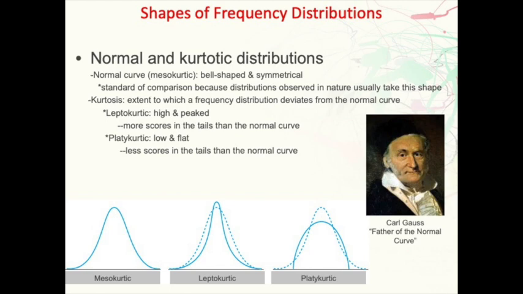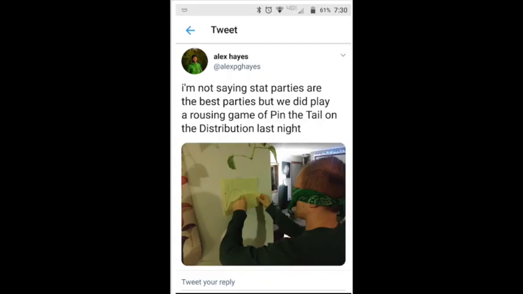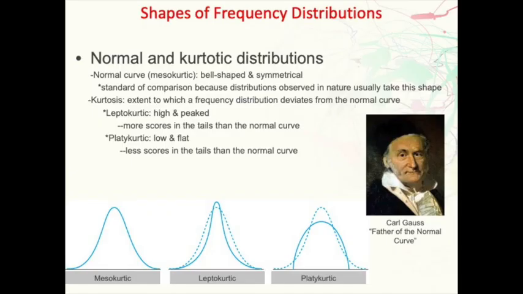But the leptokurtic shape is high and peaked, and there are actually more scores in the tails, the left and right side of the curve that are at 0 frequency. There are more scores in the tails than there are in the normal curve. And then there's a platykurtic, or I like to think of it as flatykurtic, shape.